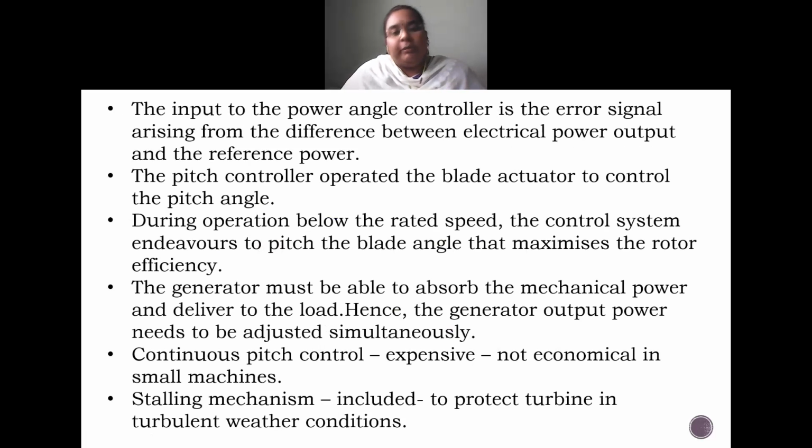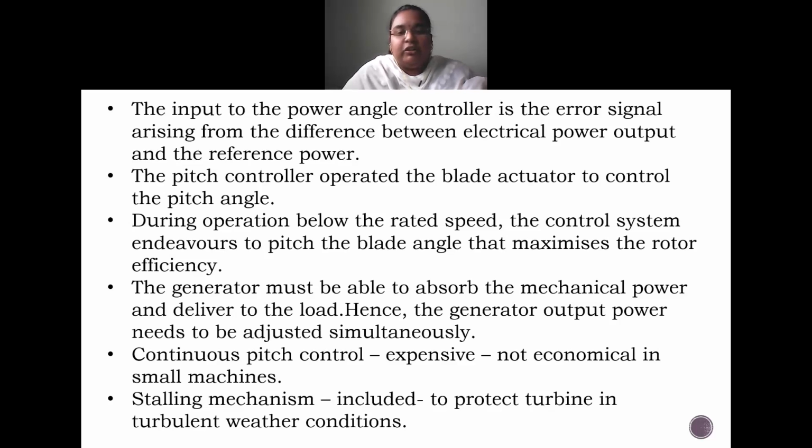Now, during operation below the rated speed, the control system endeavors to pitch the blade angle so as to maximize the rotor efficiency. If the operation is below the rated speed, if you are not even getting the rated speed, we make sure that the blade angle maximizes the rotor efficiency. We make sure that the efficiency we are getting is maximized.